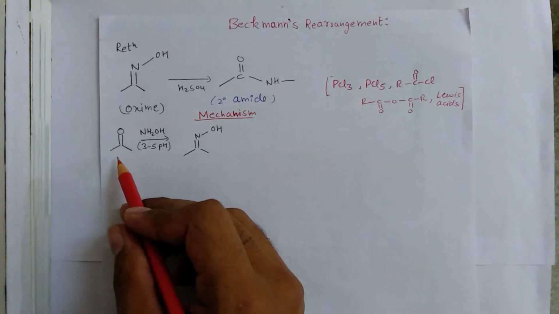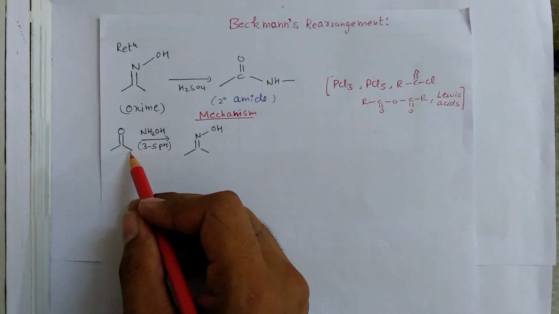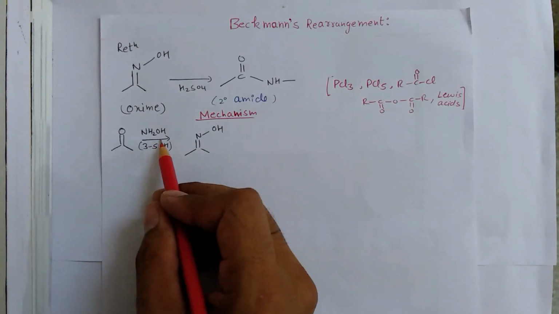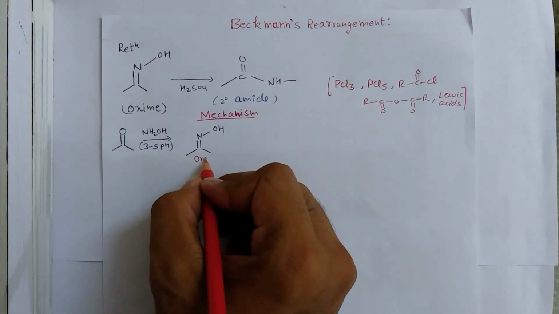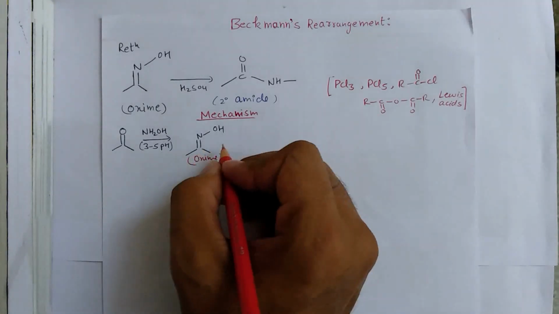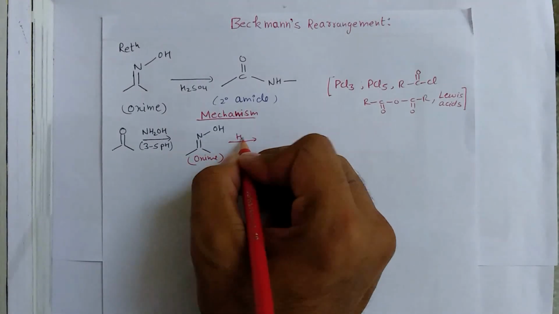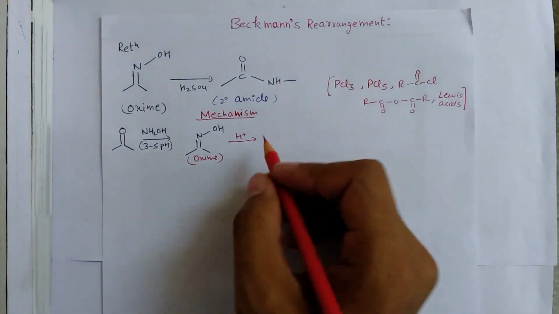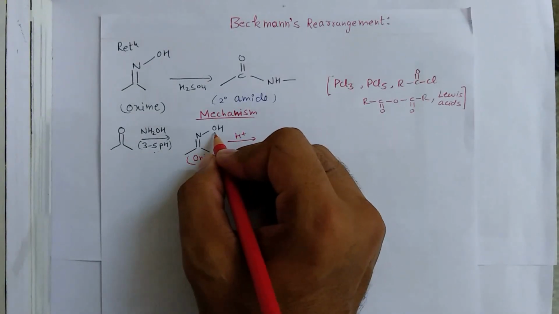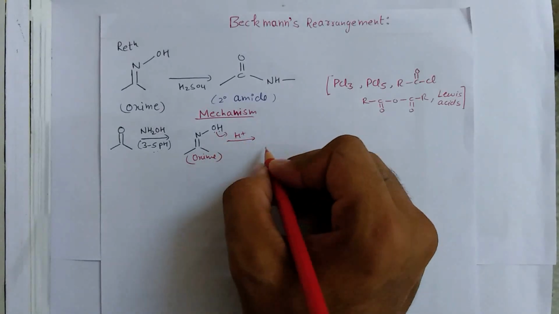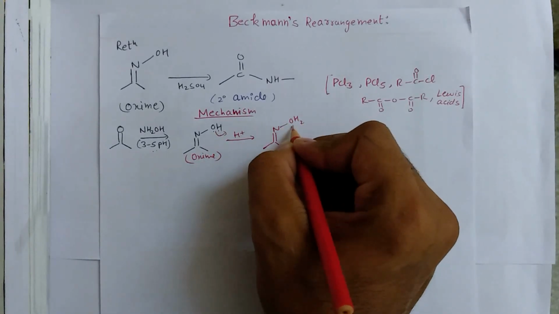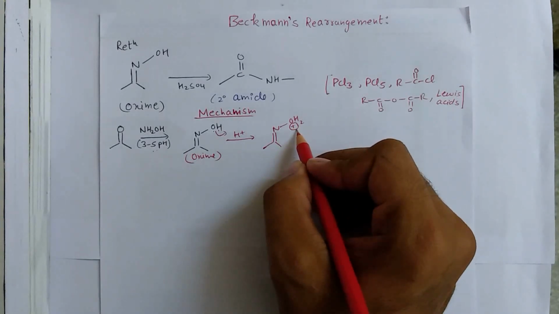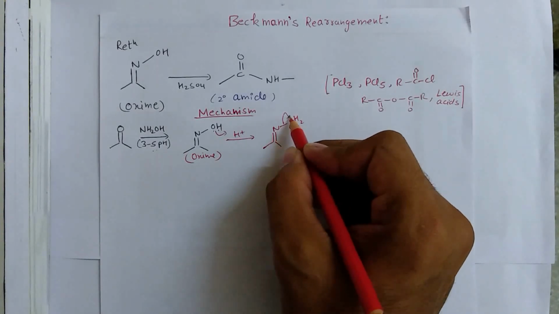The reaction starts with a carbonyl group. When you add NH2OH in acidic medium, you form an oxime. The reaction starts when you give this H plus, which comes from this pH. This OH tends to get protonated to form OH2 plus, which is a good leaving group.